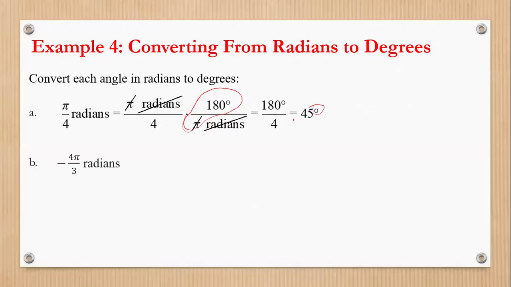And next example, we have negative 4 pi over 3 radians. We want to convert it to degrees. How? By multiplying by 180 over pi. If you multiply the numerators and the denominators, you get negative 4 pi times 180 on top and 3 pi for the denominator. You can cancel pi and pi, you can simplify 3 by 180, and you can multiply the numerators. Negative 4 times 60 is negative 240. So it's negative 240 degrees.